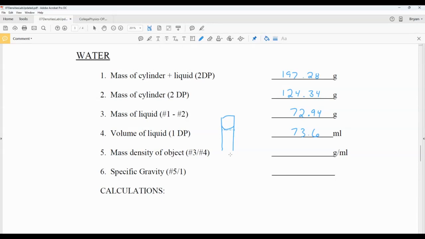Okay, so then to find the density, remember we had that formula from earlier that density is mass divided by volume. For our particular numbers, that density is going to be 72.94 grams divided by the volume, which is 73.6 milliliters. We can see the grams per milliliter here for the units matches what we're looking at. Then dividing these two numbers out, we get about 0.991.